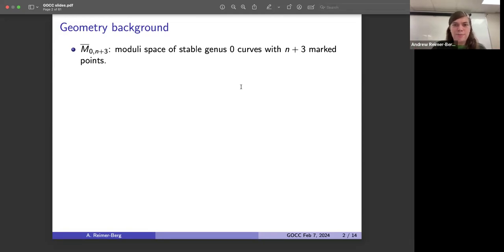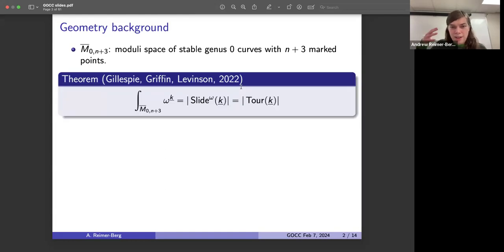So one geometric space that people have been studying a lot lately is the moduli space of stable curves, which I denote by M0 n plus 3 bar. One thing geometers really like to do is, given some space, it usually has some cohomology ring, and then people compute products of various classes that live in the cohomology ring. In this case, M0 n bar has these classes called omega classes.